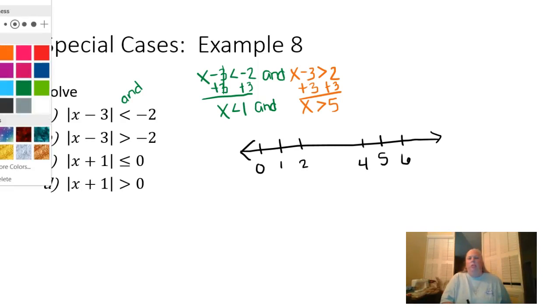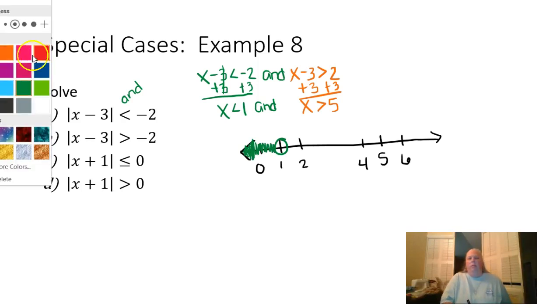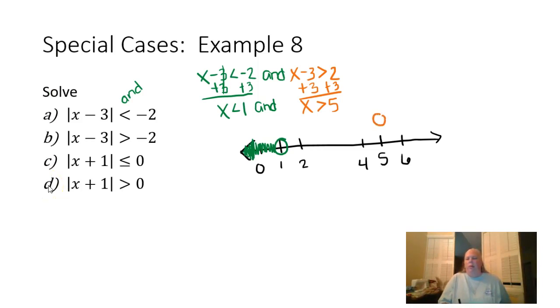Now let's see what the pictures look like. For x is less than 1, we're going to have an open circle around the 1, and we're going to shade everything on the graph that's to the left of +1. For x is greater than +5, we're going to have a circle over here at +5, and we're going to shade everything off to the right of +5, like so.